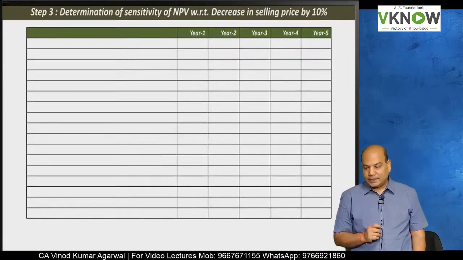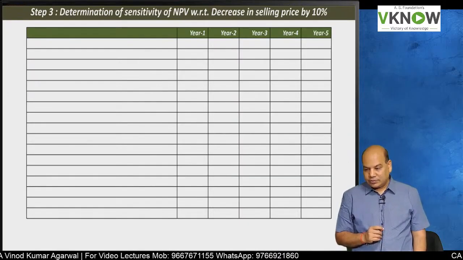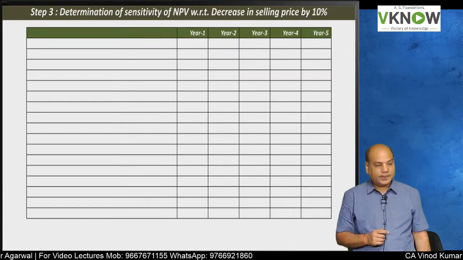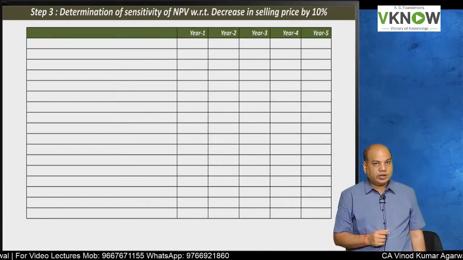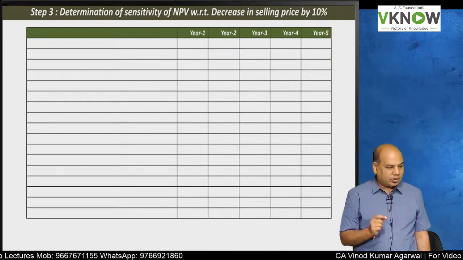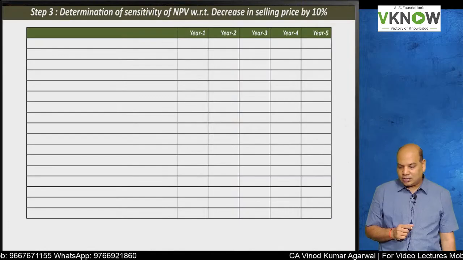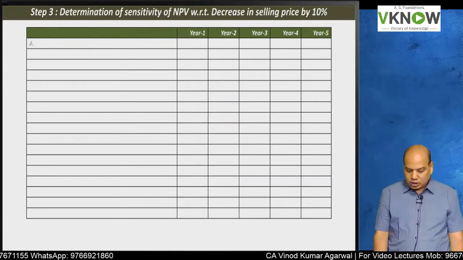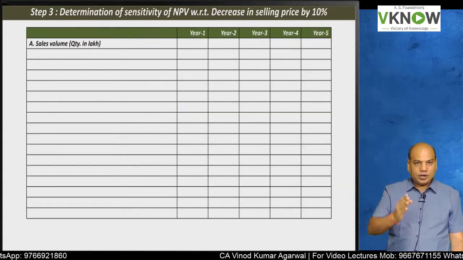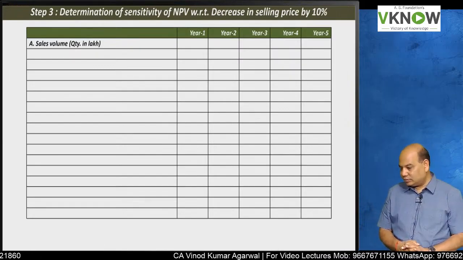Now write down step 3. Step 3, write determination of sensitivity of NPV with respect to decrease in selling price by 10%. Under that 5 columns again, year 1, 2, 3, 4, 5. If you have the scale, preferably use a scale. Okay.